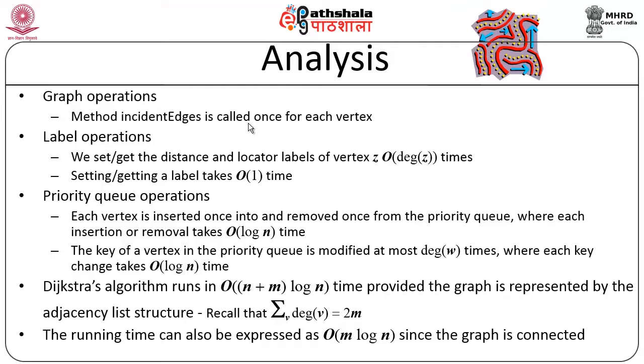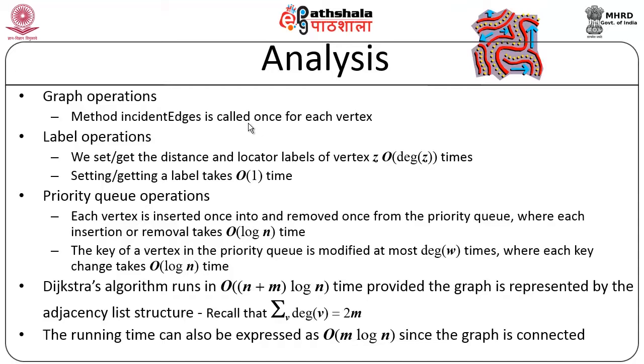So, the analysis of this is as follows. For the graph operations, the method incident edges is called once for each vertex. For the label operations, we get the distance and locator labels of a vertex, and setting and getting the label takes order 1. For the priority queue operations, each vertex is inserted once into and removed once from the priority queue, where each insertion or removal takes order log n. The key of a vertex in the priority queue is modified at most degree W times.